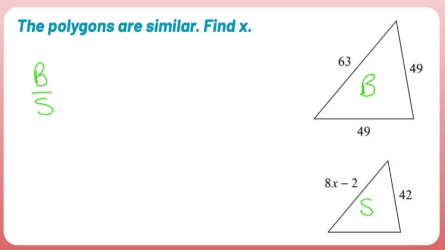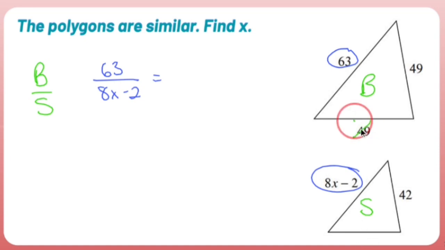Now, I definitely care about this x right here. So I need to make sure I match 63 up with that guy. So on the big, I have 63. And on the small, I have 8x minus 2. I'm going to set that equal to, well, let me see here. I have 49 and I have 49. But I can't use this 49 because I'm not given any information down there, so that extra 49 is useless. So I'm going to choose this 49 on the big over that 42 on the small because they match up.